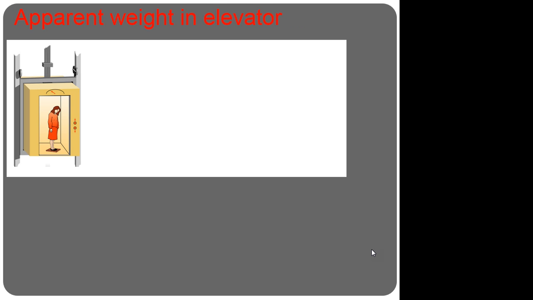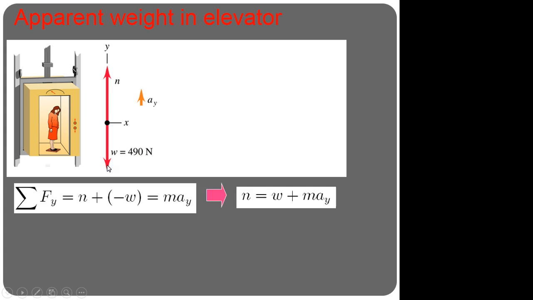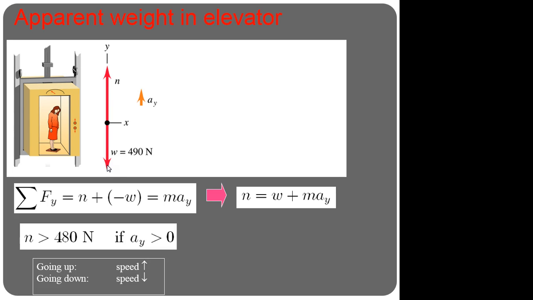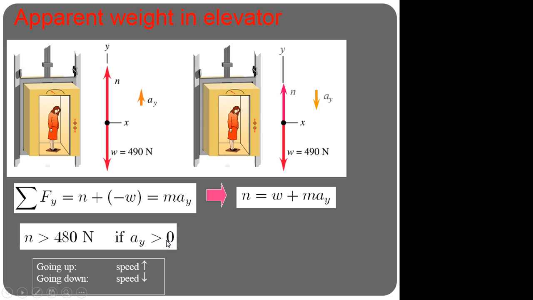Apparent weight in the elevator, this is the one we talked about. Now if we actually consider a person in the elevator, he or she is moving down, but accelerating up. So you do not need to know the direction of motion, you only consider the direction of acceleration. Considering the forces on the person, N is the normal force on the person, W is the weight of the person. You can do these calculations and find that N, sorry, this should be 490. N is bigger than 490 when acceleration is bigger than 0.